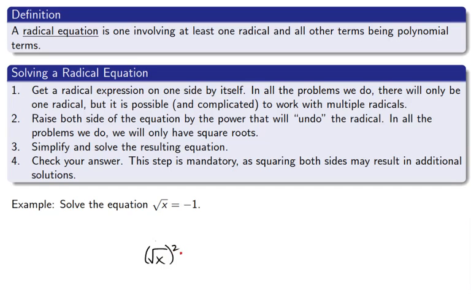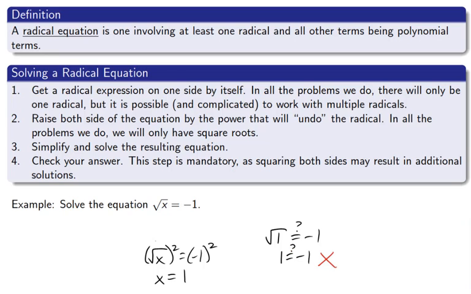Let's just go ahead and square both sides of this equation. We just get x on the left, and negative 1 squared is 1. So let's plug that back in. The square root of 1, does that equal negative 1? No, it doesn't, because the square root of 1, that's always just 1. Clearly, that's false. We don't have that.